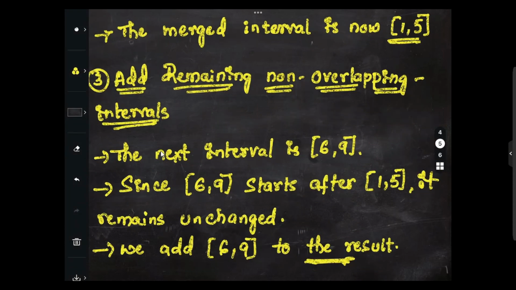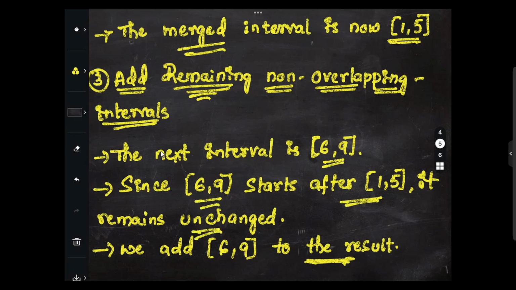Next step, the merged interval is now 1 comma 5. So adding the remaining non-overlapping intervals here. The next interval here is 6 comma 9. Since 6 comma 9 starts after 1 comma 5, it remains unchanged.